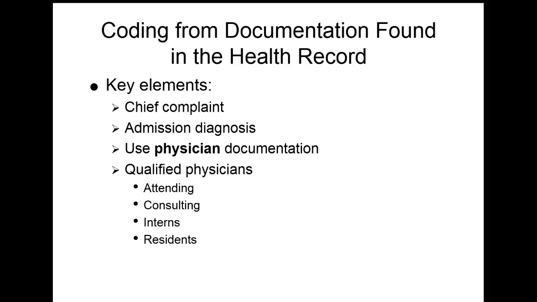And so then we need to know what we are looking for. Obviously, our whole point in coding this record is to determine the principal diagnosis, the principal procedure, and then all the secondaries. We use these documents, number one, to determine what the admitting diagnosis is, and then the principal diagnosis, and then the principal procedure. The physicians whose documentation we can review is any qualified physician who is treating that patient, and that is attending physicians, consulting physicians, anesthesiologists, interns and residents.